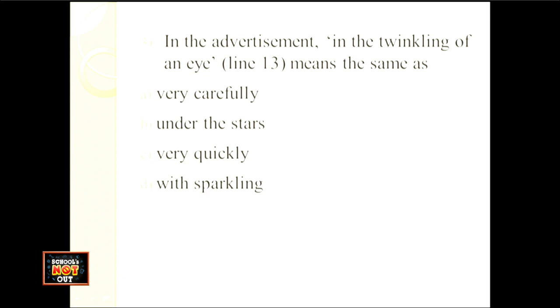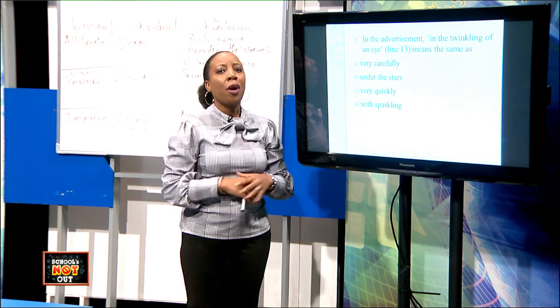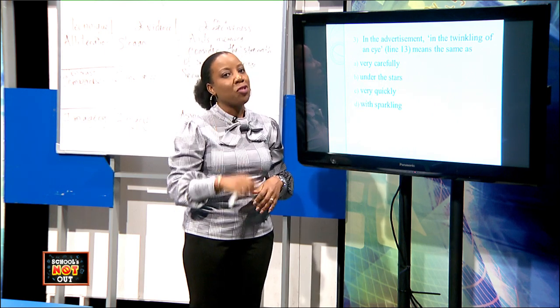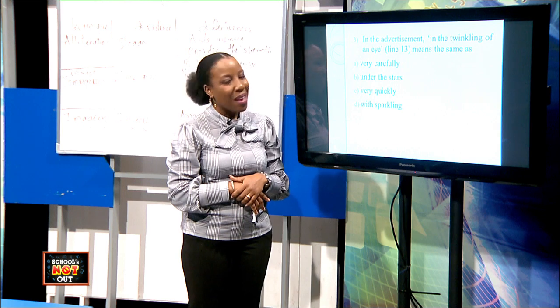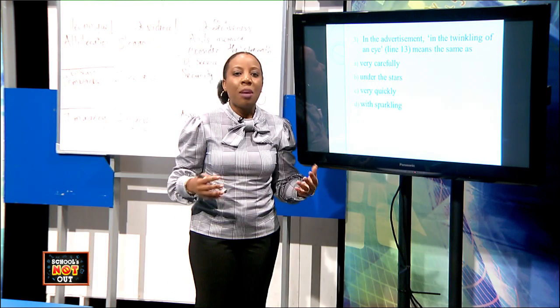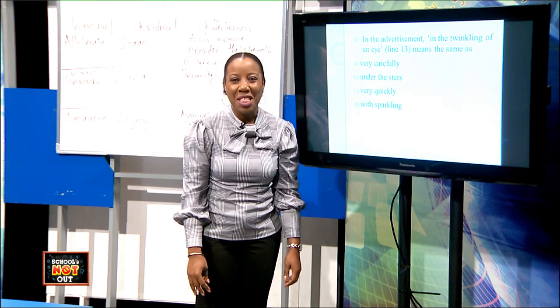Number three, in the advertisement, in the twinkling of an eye means the same as A, very carefully, B, under the stars, C, very quickly, or D, with sparkling. Now, for those of you who go to church and hear the elders sing songs that contain in the twinkling of an eye, you might know what the answer is. So what is it? Meaning, very quickly, C is indeed the answer. It's not very carefully. In Jamaican language, by the time you blink, the food reach.